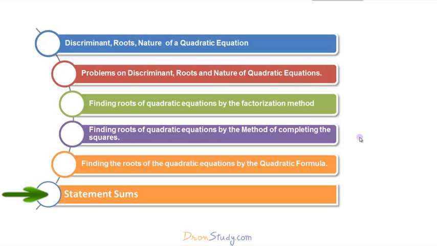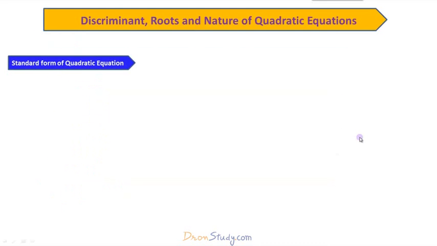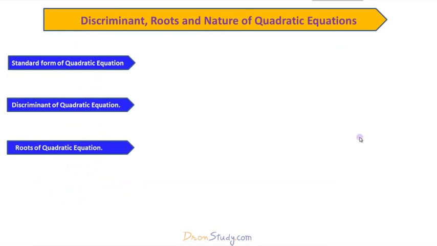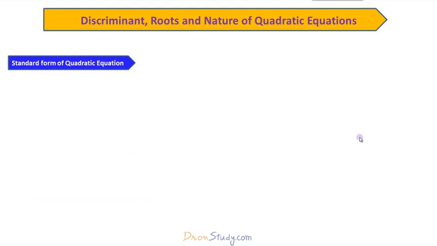Students, here you have to walk 6 steps with me to reach the destination. Now we will start with the first topic, that is discriminant, roots, nature of quadratic equation. Under this heading we will learn the following topics: standard form of quadratic equations, then discriminant of quadratic equation, then roots of the quadratic equation, and nature of roots of the quadratic equation. Let us see all these 4 topics one by one.